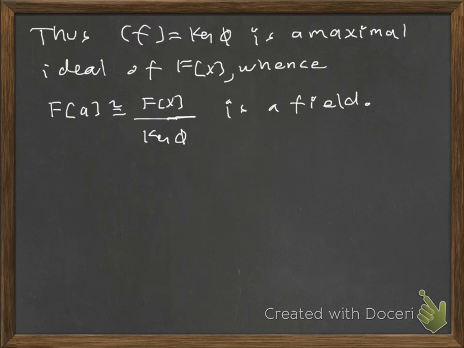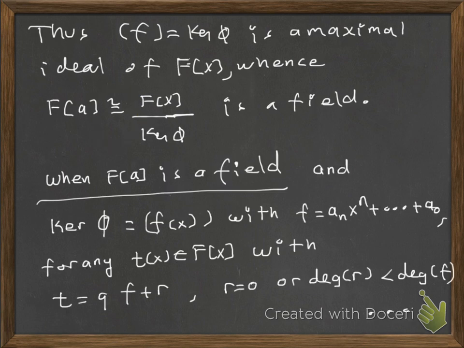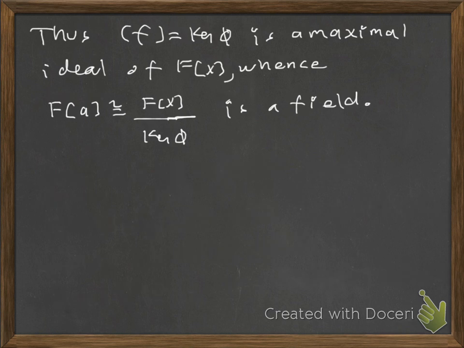And being as such, the ideal generated by f, namely the kernel of phi, is a maximal ideal of the principal ideal domain F[x]. And being a maximal ideal, the factor of F[x] with respect to the kernel is a field, but that's by isomorphism theorems isomorphic to F[A]. So we have just established that the algebraicity of the element A is equivalent to F[A] being a field.